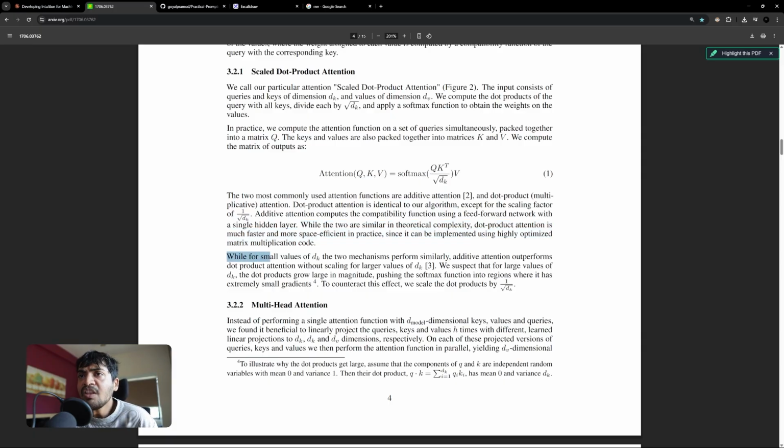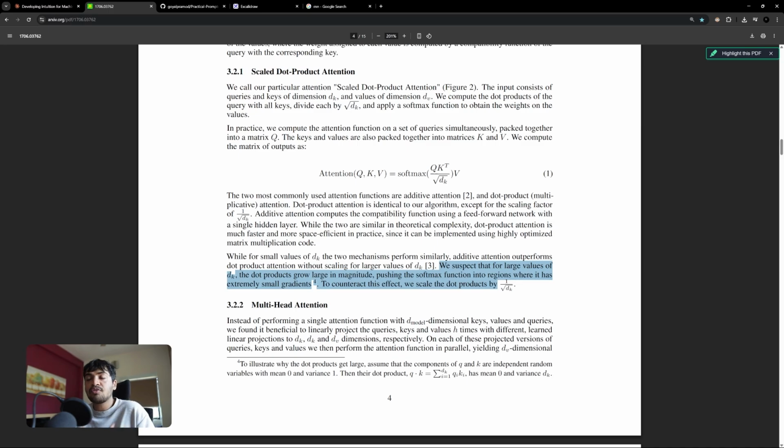While for small values of dk, the two mechanisms perform similarly, additive attention outperforms dot product attention without scaling for large values of dk. We suspect that for large values of dk, the dot product grows large in magnitude, pushing the softmax function into regions where it has extremely small gradients. To counteract this effect, we scale the dot product by under root of dk.